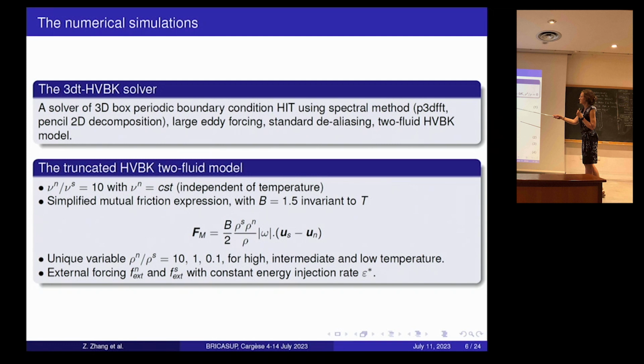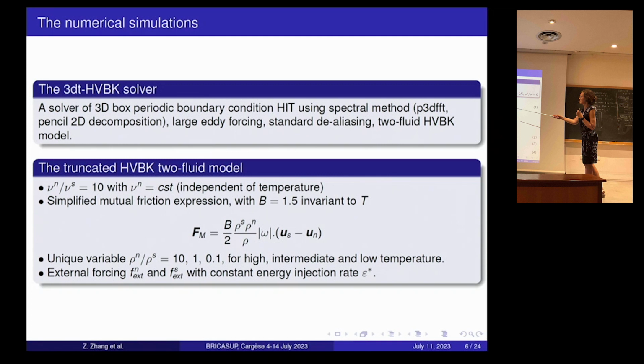It is a three-dimensional HVBK solver, so the equations you have seen before. Homogeneous isotropic turbulence, the development of a spectral method, large eddy forcing, so for the two fluids we have a forcing. And that's the two-fluid HVBK model, so the equations were mentioned before, and with the simplest possible force, as Emmanuel showed before. The value of the constant B is 1.5, invariant to the temperature.